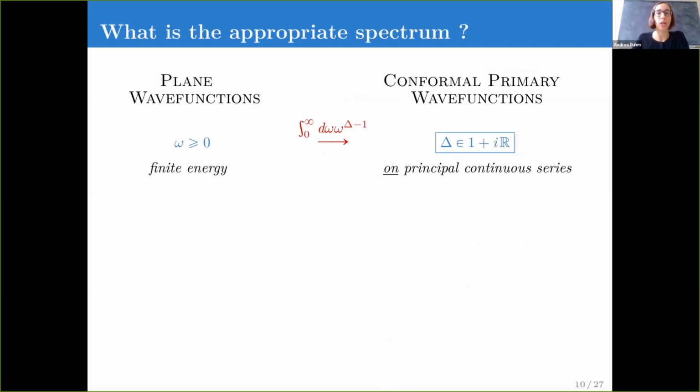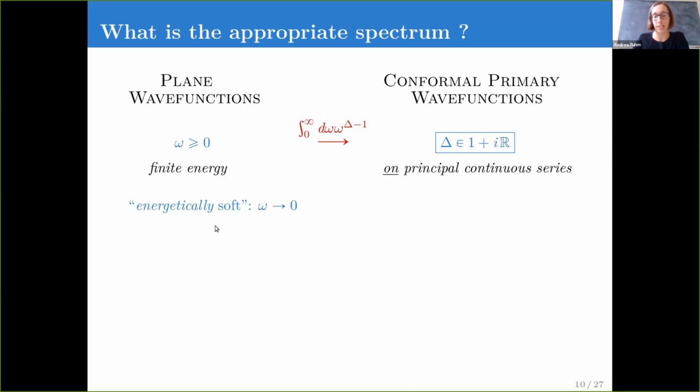Now, what about the spectrum? So finite energy wave functions get mapped to conformal primary wave functions on the principal continuous series. And this map involves integrating over all the energies. So what is immediately clear from this integral transform is that the notion of an energetically soft particle, namely one where its energy is taken to 0, gets lost in this transform. But this limit is an important limit in quantum field theory scattering amplitudes that tells us about universal factorization properties. And surely universal properties of amplitudes should not be lost under a simple basis change.